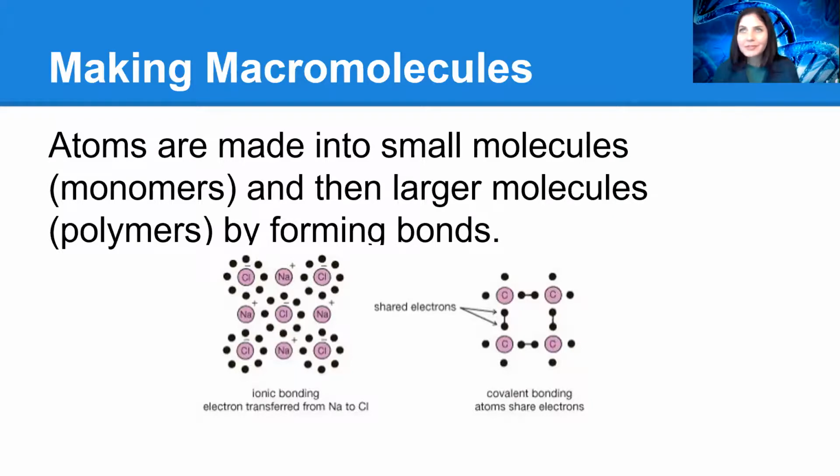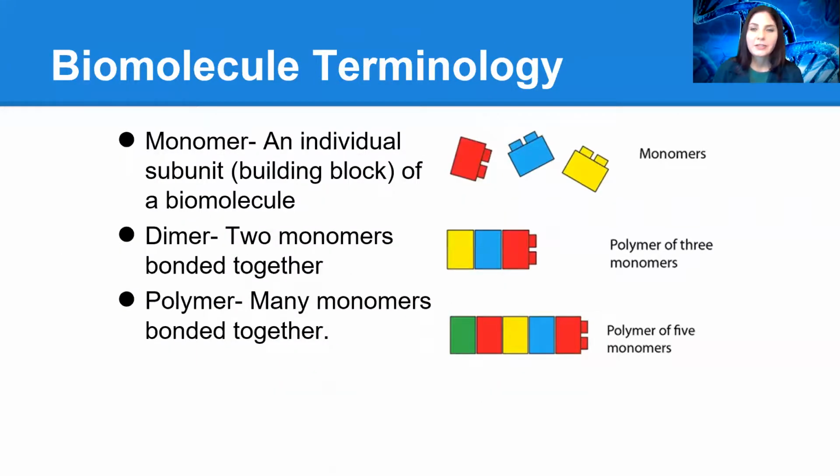So how are these macromolecules made? Well, we have different little pieces. So we have monomers that come together through processes, and those create polymers, or sometimes dimers if we only have 2. So a monomer is an individual subunit, or a building block, if you will. A dimer is 2, and then a polymer, poly means many. So many monomers placed together forms a polymer.